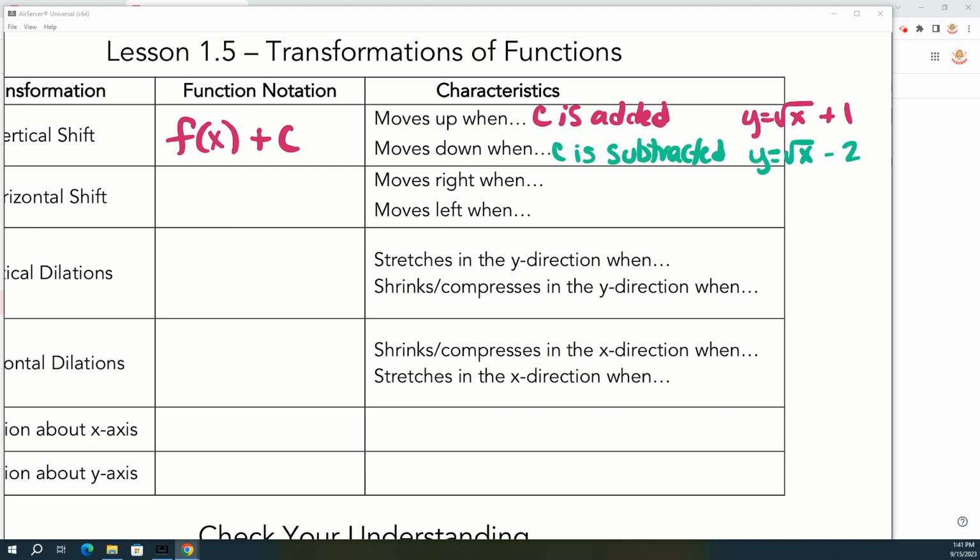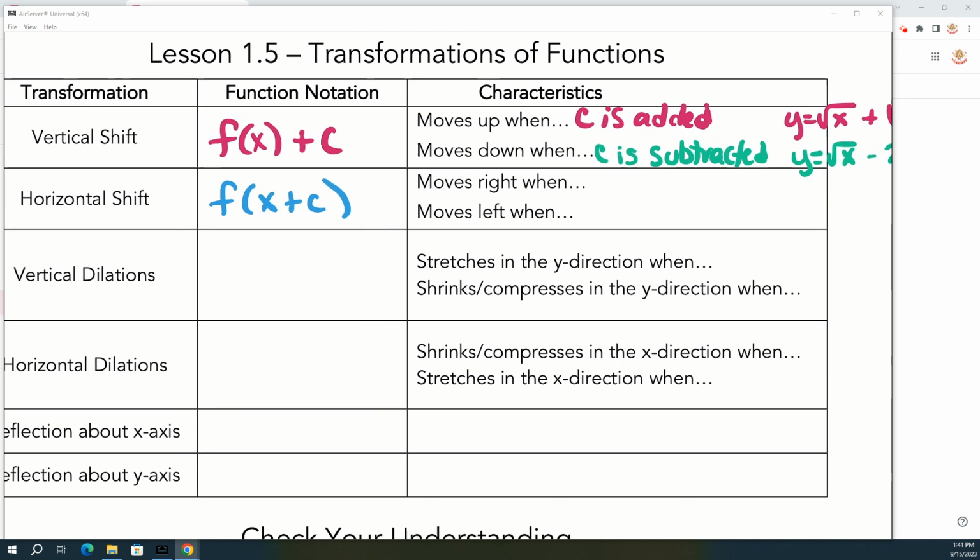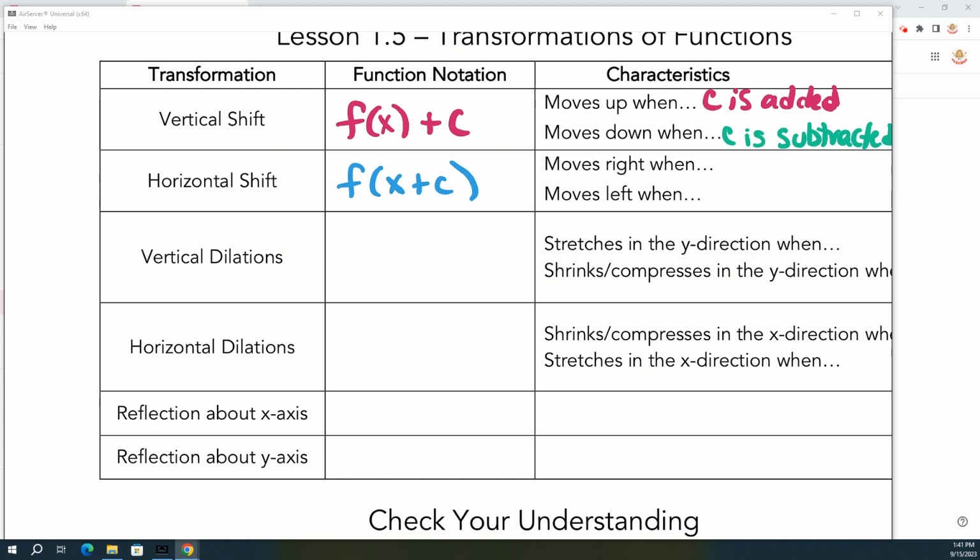All right, so anything that is going to make a vertical change is going to be outside of the function. Anything that makes a horizontal change is going to be inside of the function. And there's something I always tell my pre-calculus and Algebra 2 students: when we're talking about the inside, the inside lies. So it's going to tell you the opposite of what you would think. So to move right, you're going to do kind of like a negative thing. You're going to have to subtract.